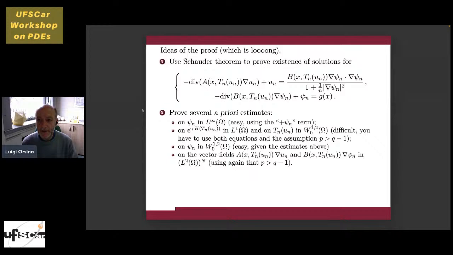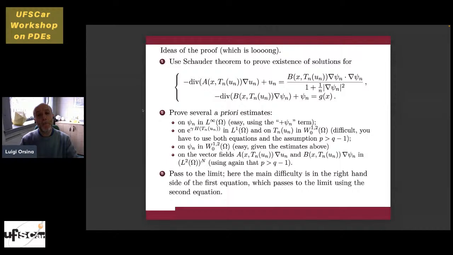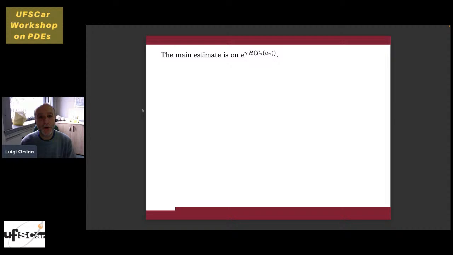So you have this term which is only bounded in L1 and you do not know what to do with it. And so the idea is that you use the second equation, the fact that you can pass to the limit in the second equation, morally with psi as the test function. And so you prove that actually the right hand side of the first equation converges, the integral times a test function converges to its hoped limit, which is b x of u grad psi squared. So once again, it is not easy. You have to use the second equation to pass to the limit in the first one. And so this shows you that there is a strong link between the two equations. So the main idea is on e to the gamma.